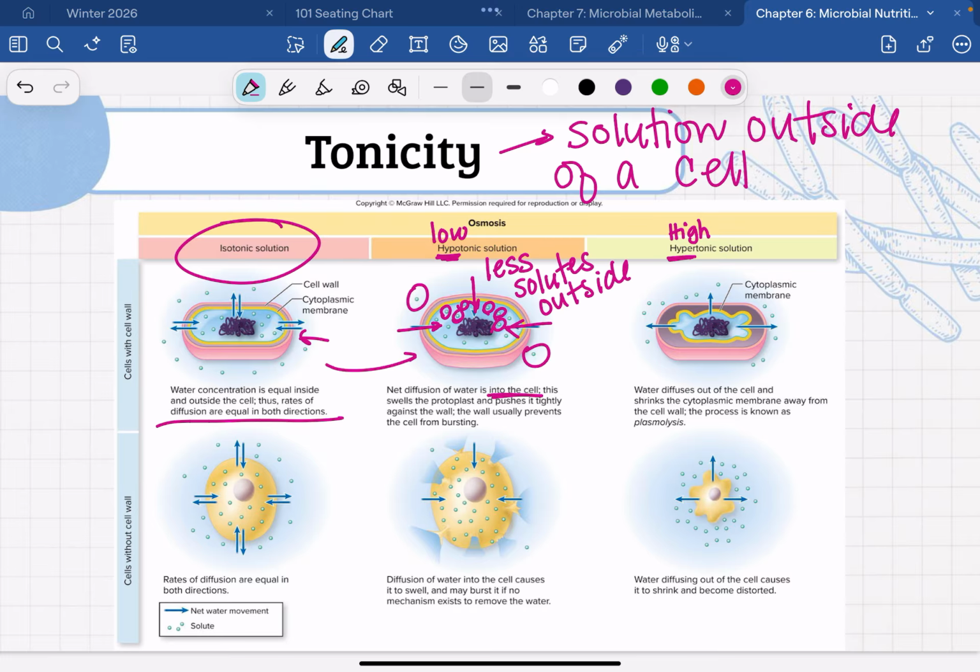And what happens again in a hypertonic solution is the water flows out of the cell to try to balance out those concentrations. It means that there's not enough water outside. We'll say it that way. There's not enough water outside, so the water moves out to try to balance that out, and the cell will shrink up, like sitting in the ocean all day. Your skin feels like it's shrunken.